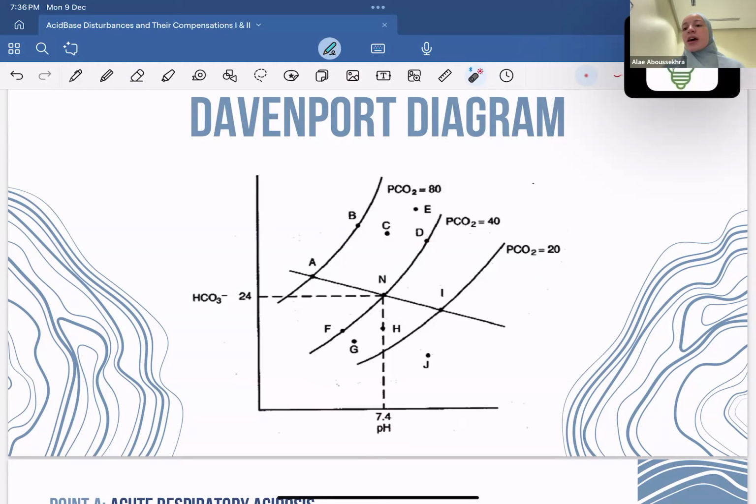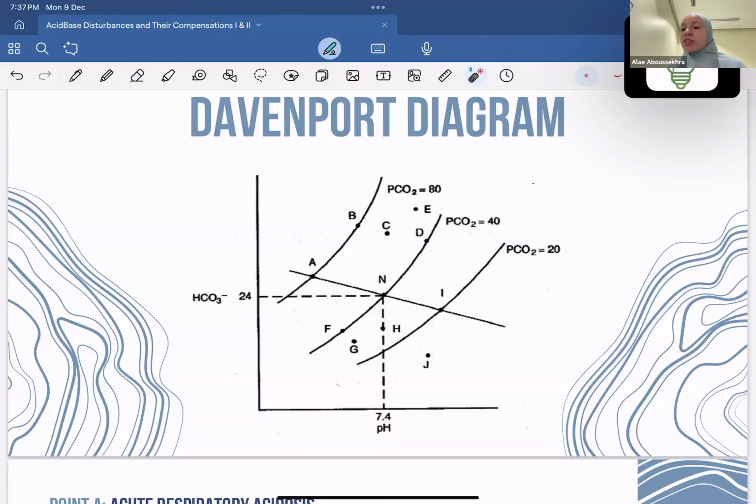So point D is a metabolic alkalosis that's uncompensated. Why? Because the CO2 is normal. Okay, the CO2 didn't change. So it's uncompensated. So that's point D. Point F is just going to be the opposite. It's going to be a metabolic acidosis. That's acute. Okay, now that we're done with the normal isobar and the buffer line, let's look at the other points that are on the graph.